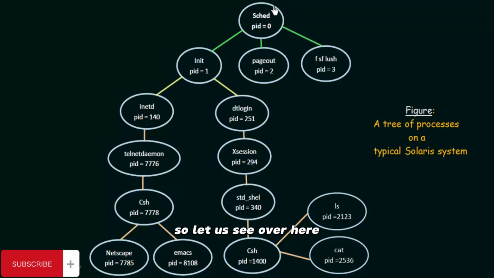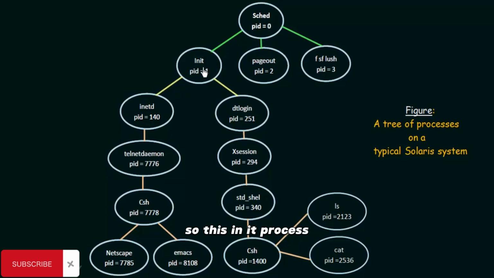So let us see over here. In the beginning, we have a process called sched, and its process ID is 0. PID 0 is the parent process, or the first process that we have. This sched process creates 3 children. What are the children that I see? They are init with PID 1, pageout with PID 2, and fsflush with PID 3. So these are the 3 children created by the parent sched with PID 0.